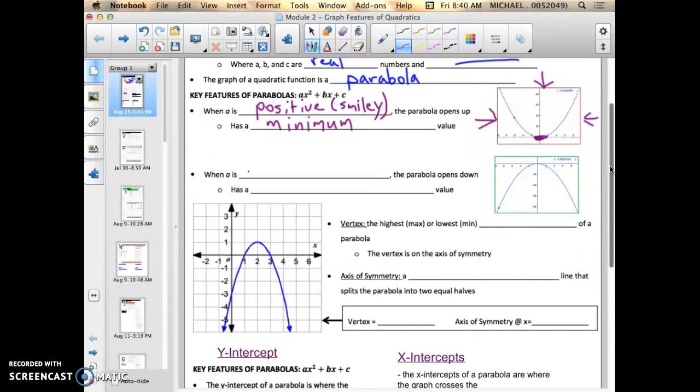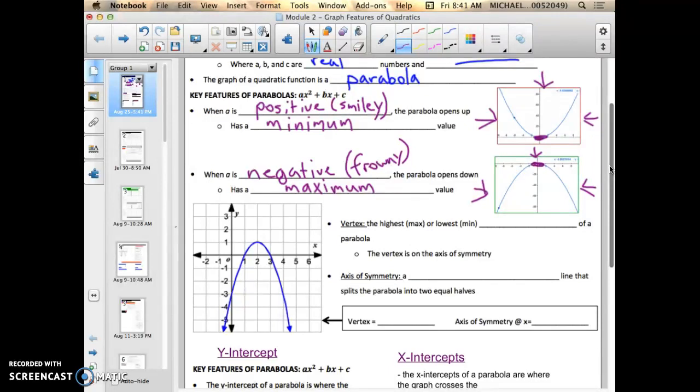When a is negative then, I'm going to put frowny. When a is negative or frowny, the parabola opens down, makes a frowny face. Negative people tend to be unhappy or sad, and sad people frown. So it's a good way to remember that. And same thing, negative has a maximum value. So you need to be able to remember that too. Opens down, and this is an example of this, but has a maximum value or a mountaintop right there. Two things you have to keep in mind already.